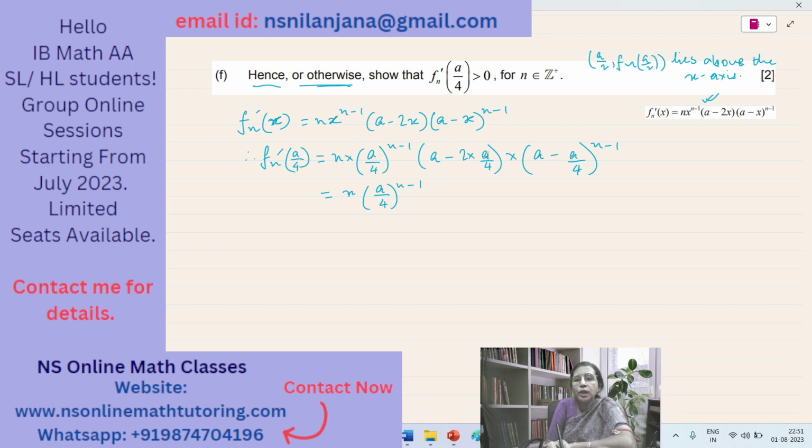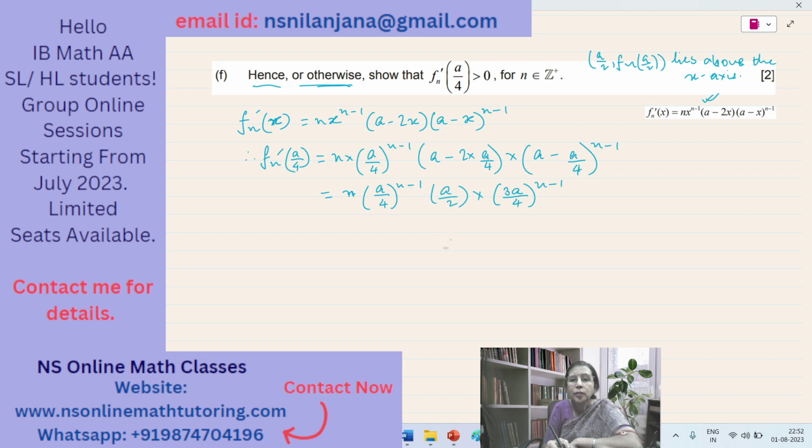A minus 2 times a over 4 is a over 2. And a minus a over 2 is a over 2. So it is a over 2 times a minus a over 4 is 3a over 4, to the power of n minus 1. Okay, so we have to show that this expression is greater than 0 for every value of a and n.